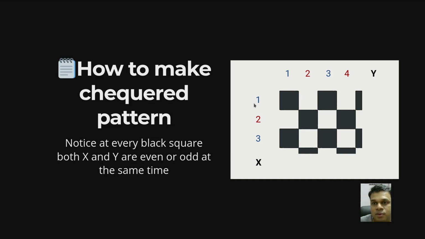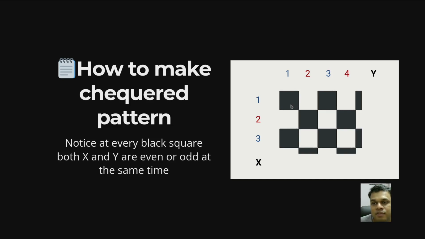If you start from row number 1, which is an odd number, at every odd numbered position there is a black square. Now if you go down to row number 2, which is an even number, at every even numbered position there is a black square, and so on and so forth. So the way to implement this is quite simple.